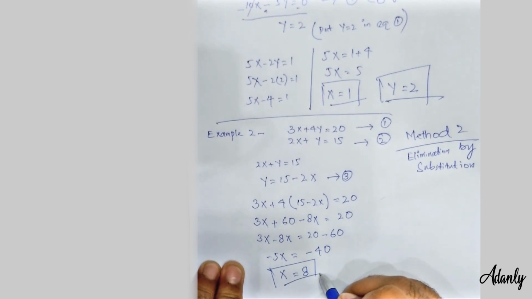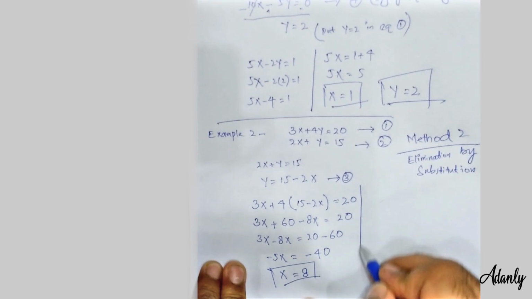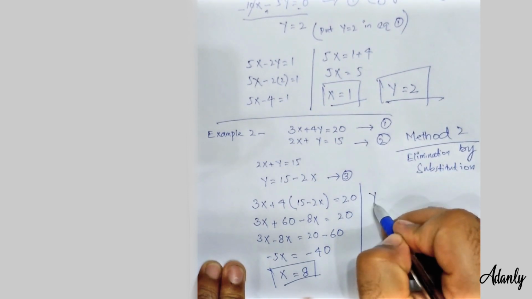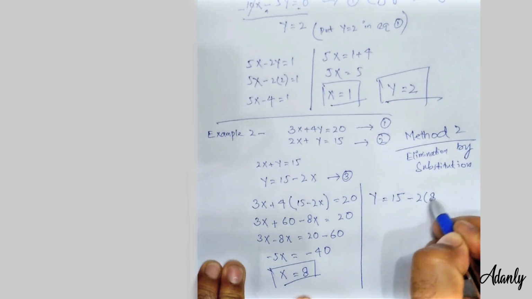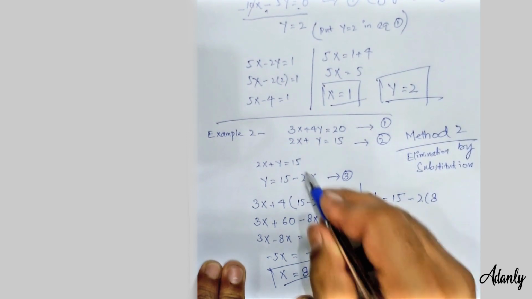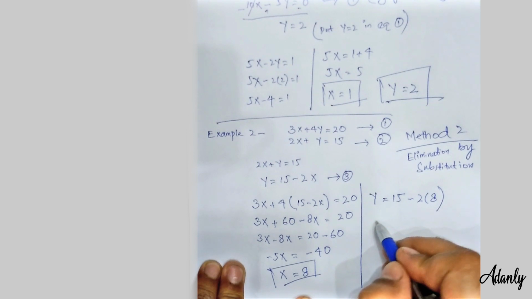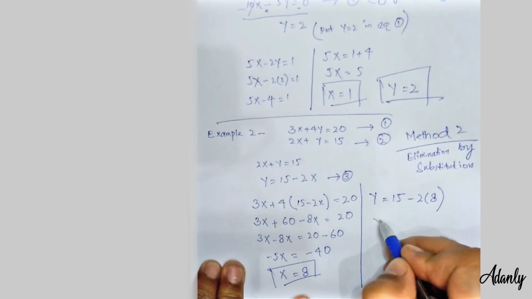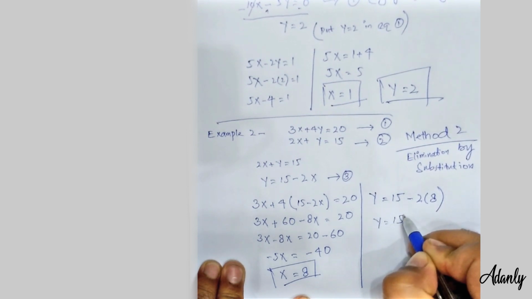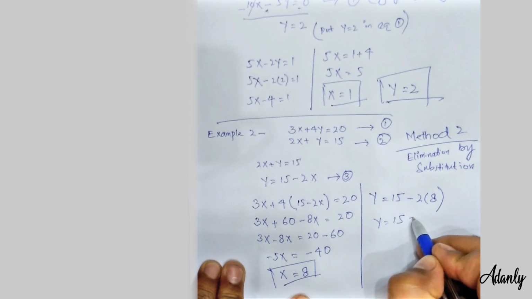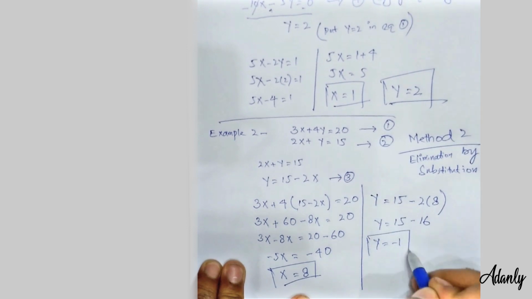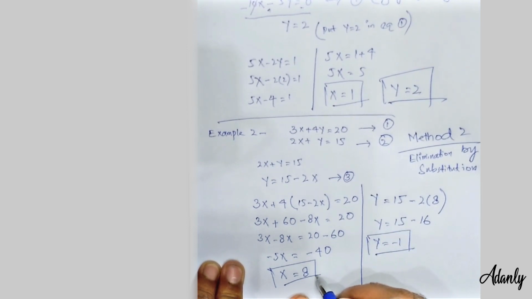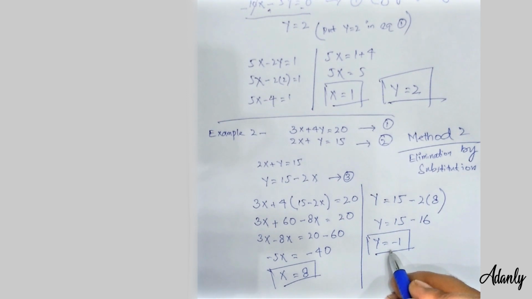Now put this value in equation number 3, which becomes y equals minus 15 minus 2 into 8. In place of x, we will put 8 over here, and so it will become y equals minus 15 minus 2 multiplied by 8, which is minus 16, so y equals minus 1. So the value of x over here is 8, whereas the value of y equals minus 1.